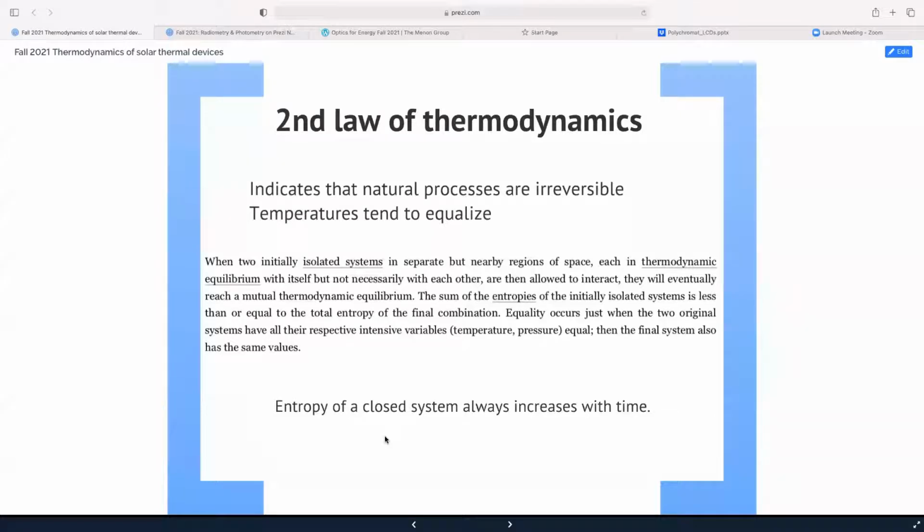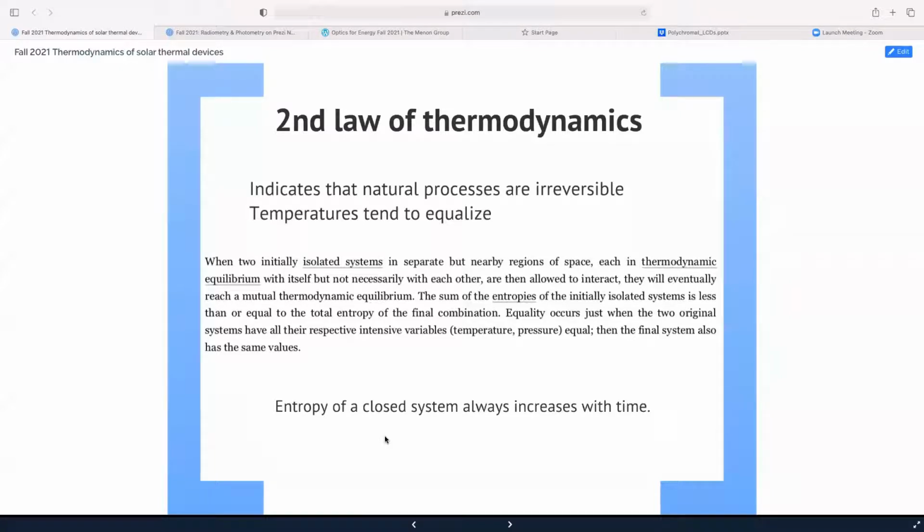Okay, so it's a good example. And of course, the other thing we have always seen when we talked about, for instance, the CPC in a vacuum and so on, is that temperatures always tend to equalize. That is also a consequence of the second law of thermodynamics. Again, that is similar to the diffusion of the perfume particles from one corner to the other corner, analogous to the equalization of temperature. So again, when two initially isolated systems in separate but nearby regions of space, each in thermodynamic equilibrium with itself but not necessarily with each other, are allowed to interact, so that they can exchange energy, they will eventually reach a mutual thermodynamic equilibrium.